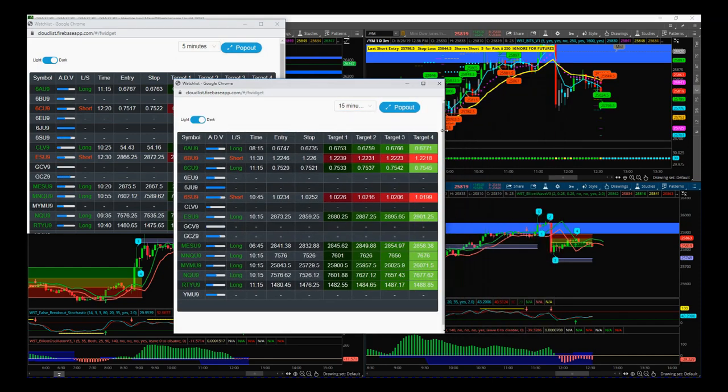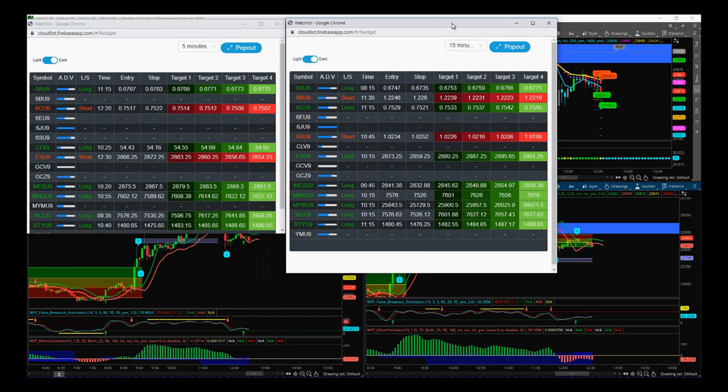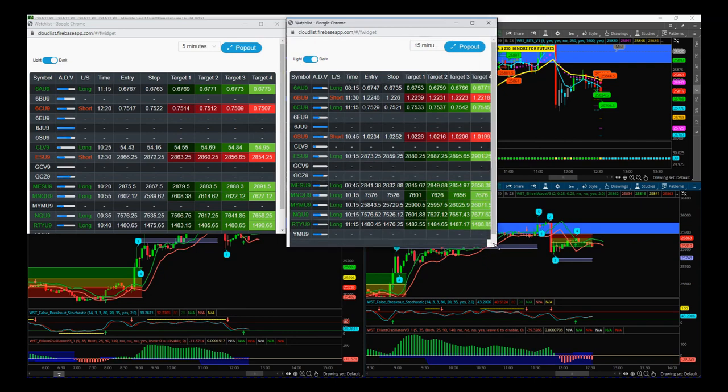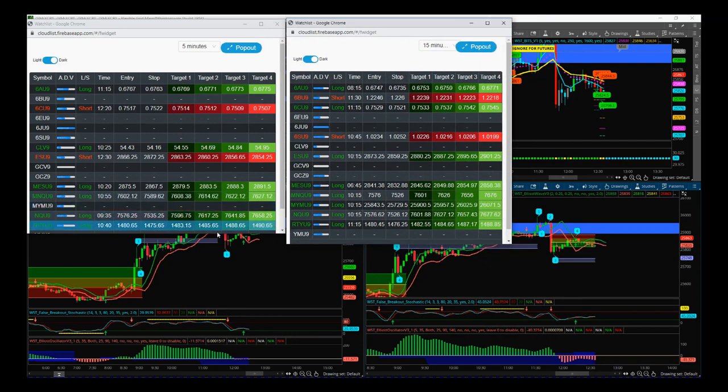Now we've got our signals, and you can hear in the background most likely are audible signals as well coming out for these potential longs and shorts on the 5 and the 15 minute time frame. So as long as it meets the criteria, our algorithm will send out the signal and give you an audible alert that we actually have a signal.